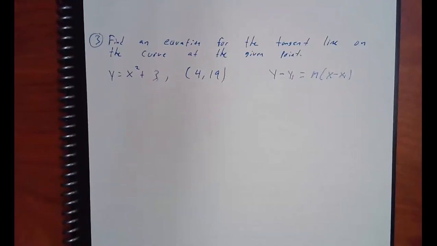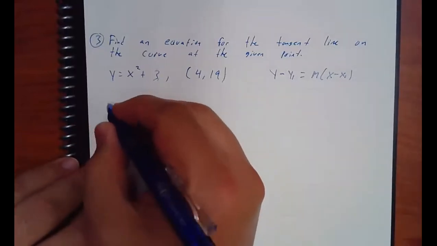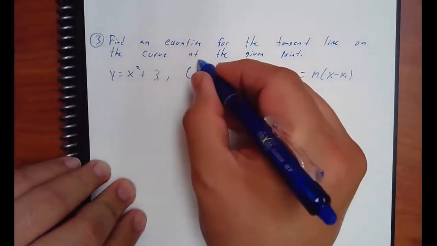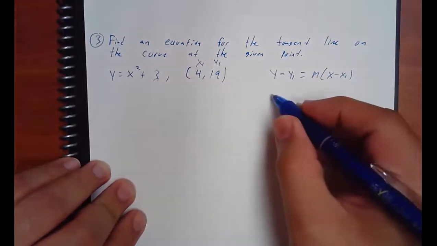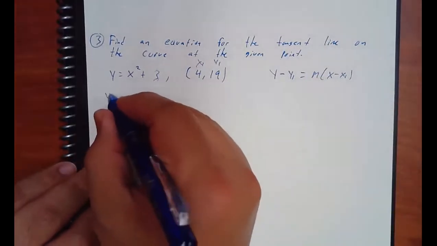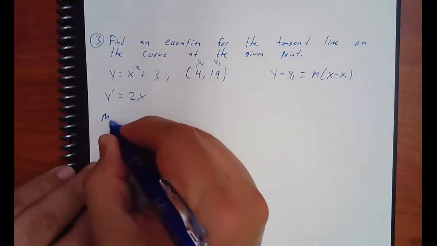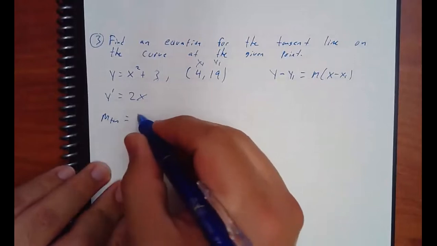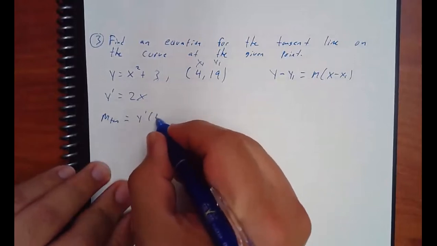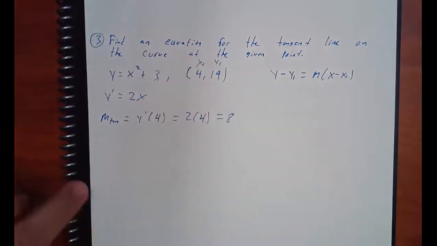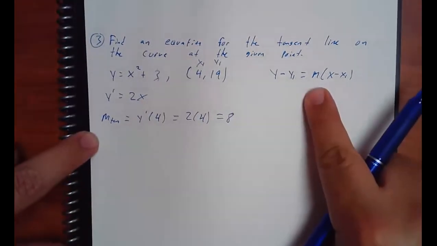y minus y1 equal to m times x minus x1. It's just that the m needs to be found using the derivative. Okay. So this is x1, y1. The derivative will equal 2x. So the tangent slope is equal to the derivative at the x value, which will be 2 times 4, which is 8. This is the m tangent that's going to go there.